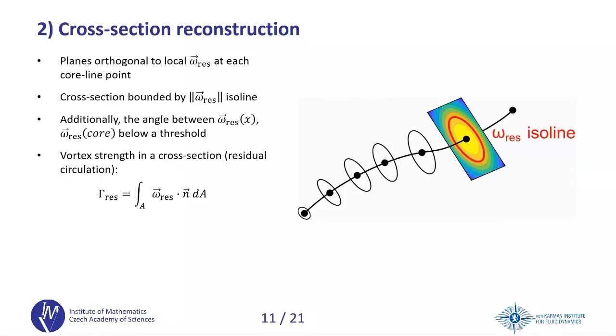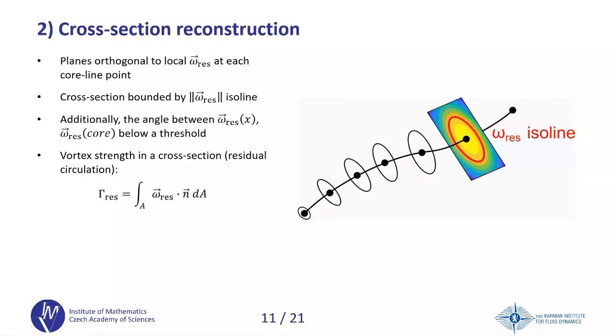But we can impose some additional requirements to, again, filter out some low-quality features, so that, for example, you require that the angle between the residual vorticity vector at the core and the residual vorticity vectors within the cross-section is below some threshold. So that, for example, we will not get the result that this point has a perpendicular residual vorticity vector to the point on the core line. So that's an additional criterion. But basically the main idea is that we will use this isoline.